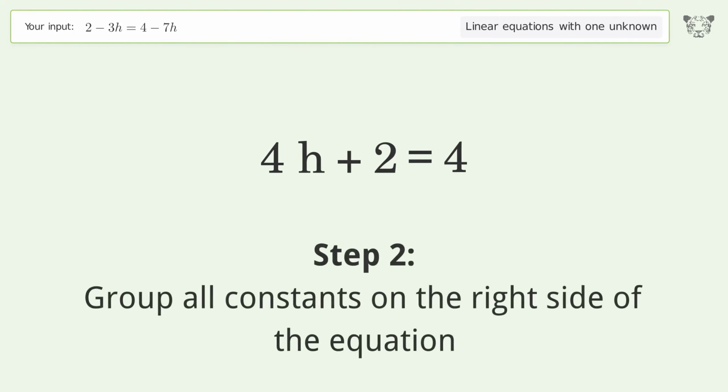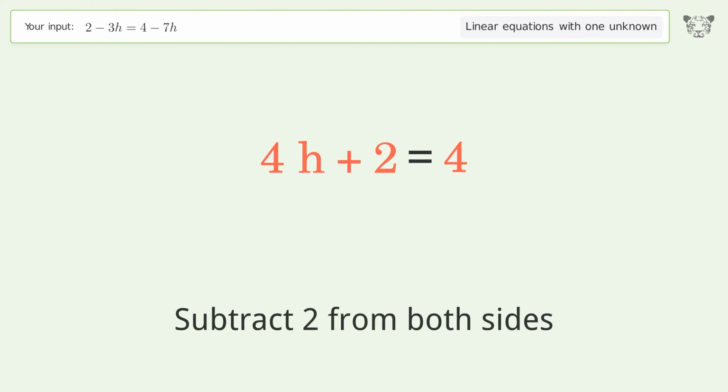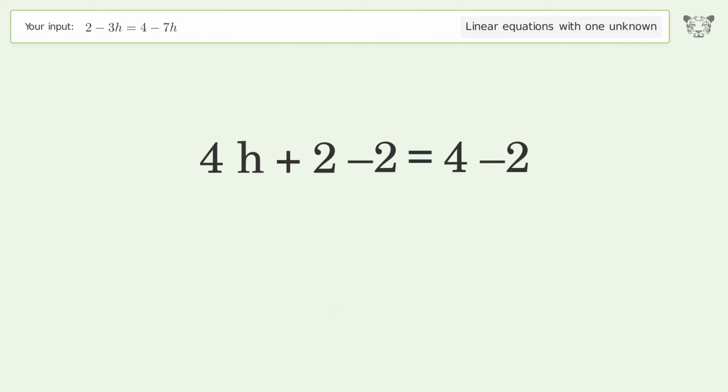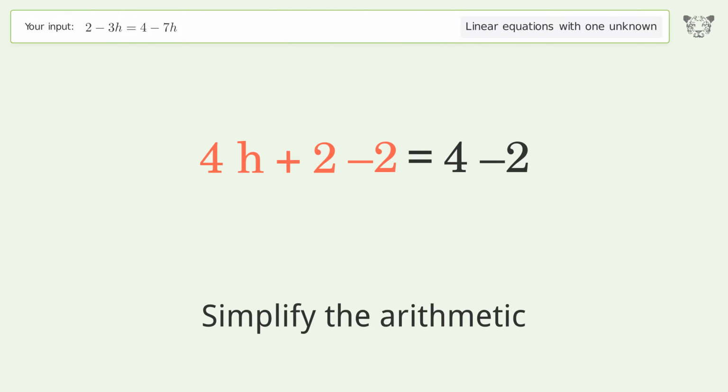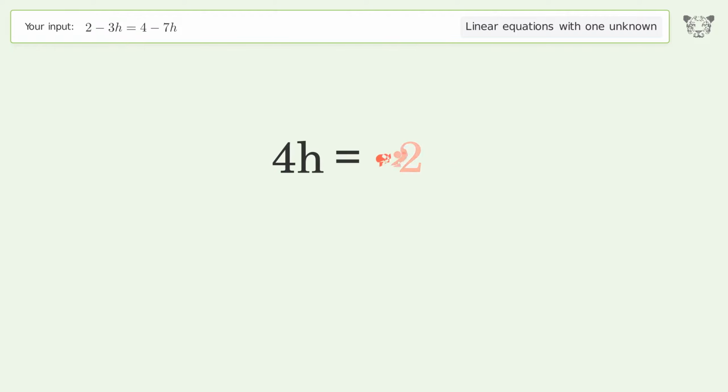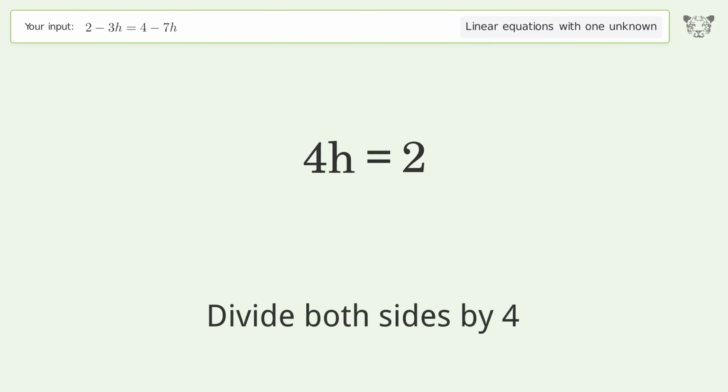Group all constants on the right side of the equation. Subtract 2 from both sides. Simplify the arithmetic. Isolate the h. Divide both sides by 4.